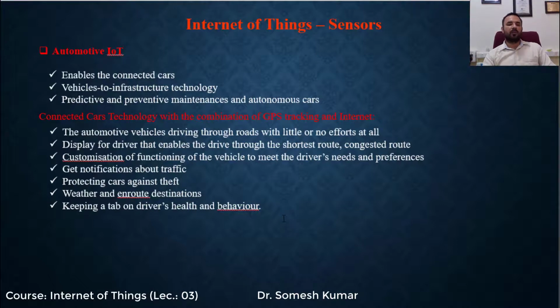Also, it gives notifications about traffic, protects the car from theft, and provides weather conditions. It also provides the driver's health and behavior information to the central system. Suppose the driver is unconscious. Then the IoT system gives this information to the concerned authority that can stop the car, or your car can automatically stop. Or this information can be sent to the authority that can take preventive measures.